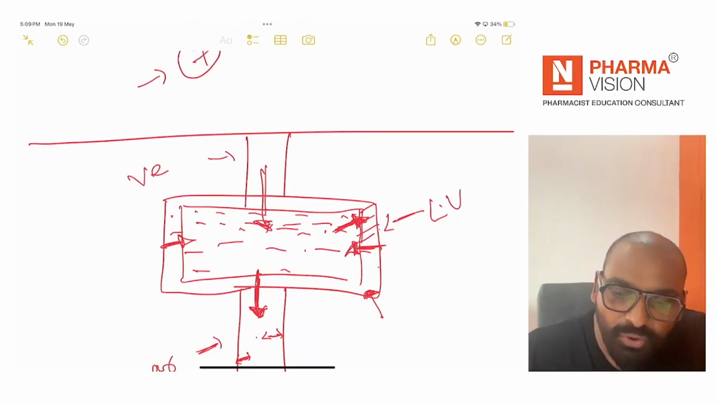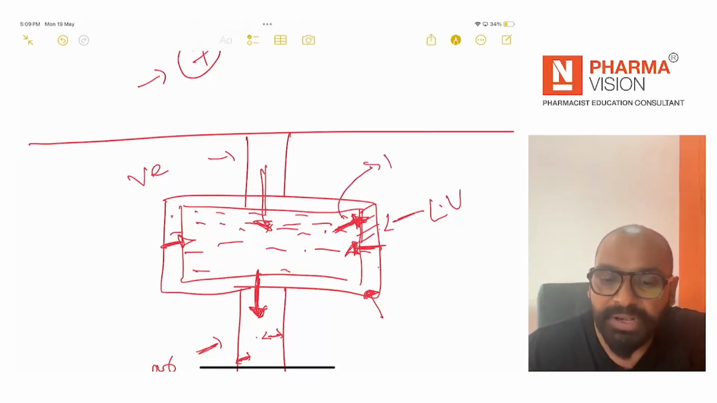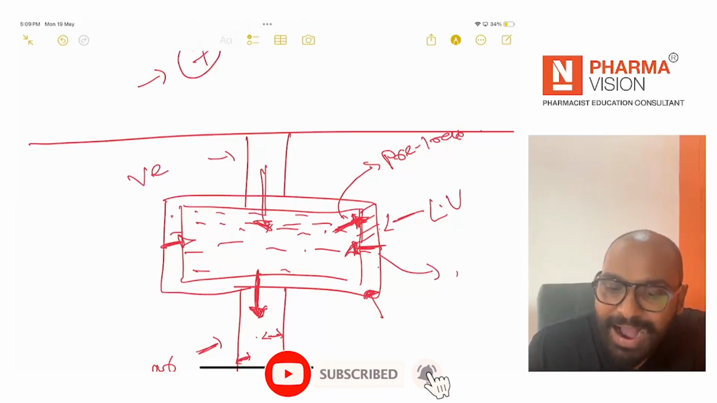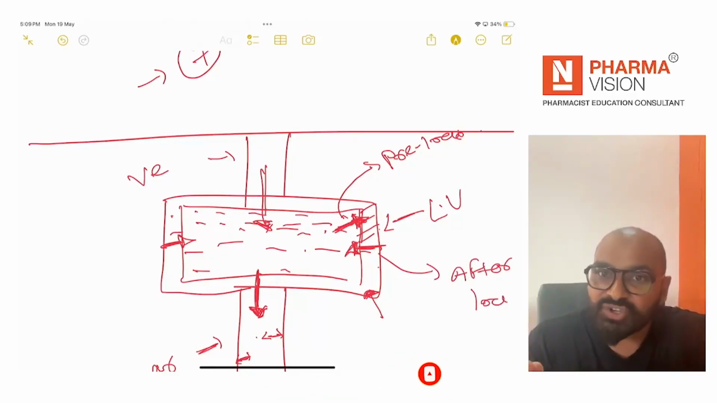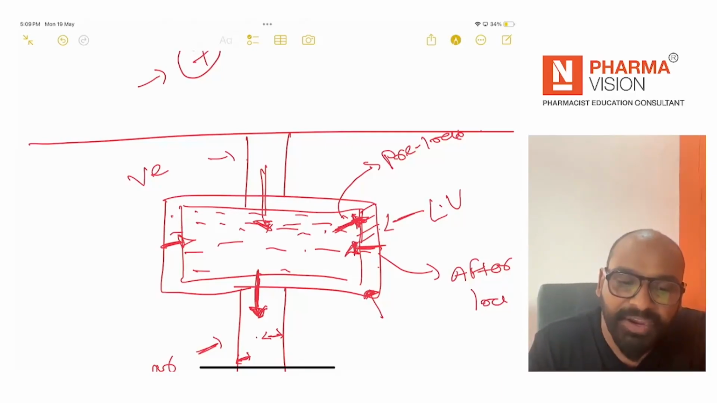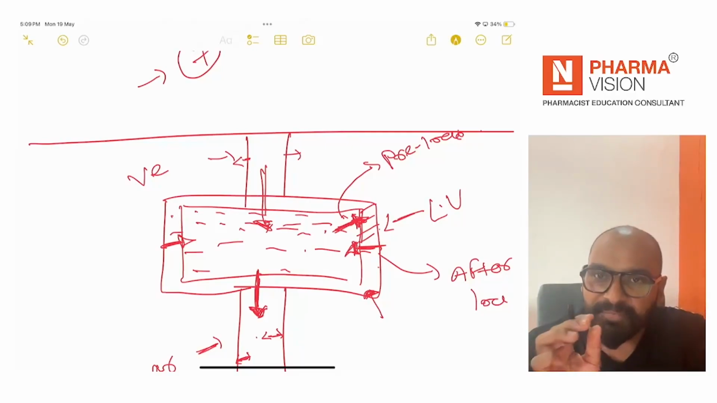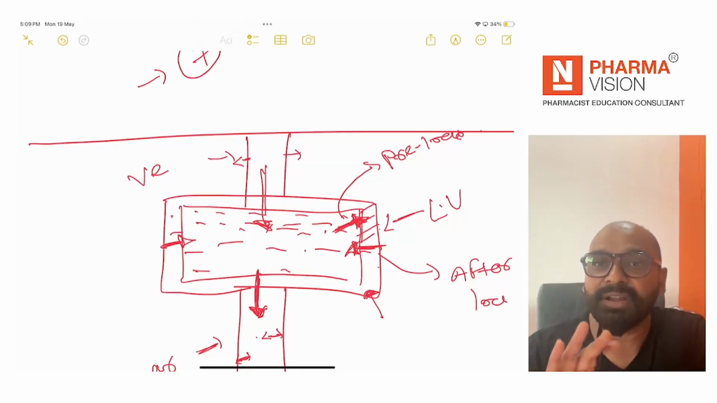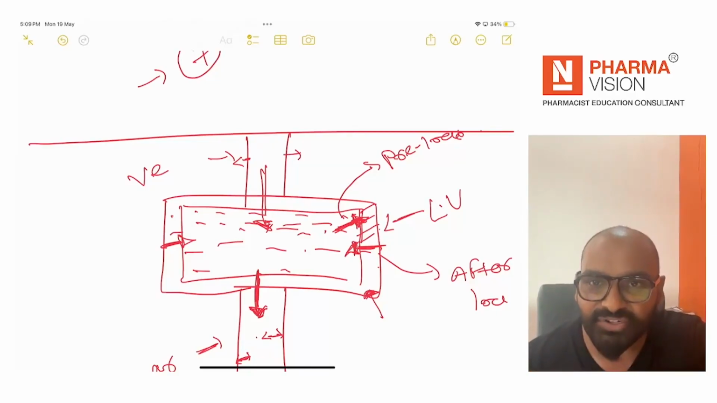So this is called preload. This is called afterload. Preload reduction can be done by venodilators. If we dilate the veins, they are going to accumulate more fluid inside the vein, less fluid comes to the left ventricle, and the left ventricle wall feels more relaxation.